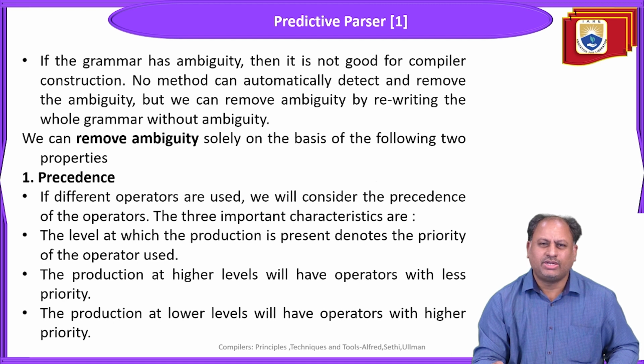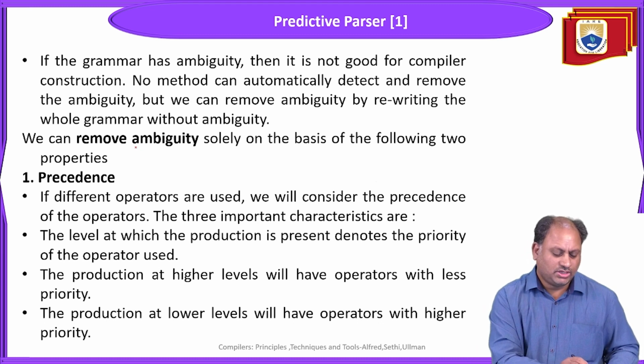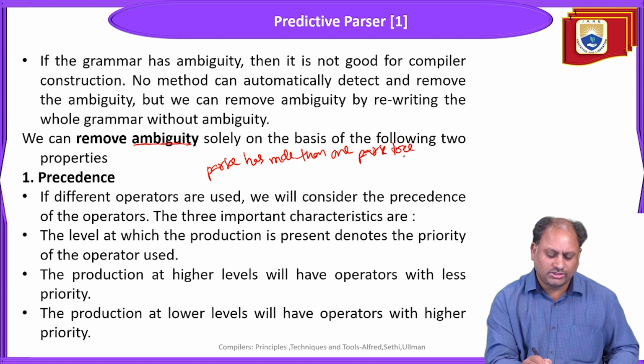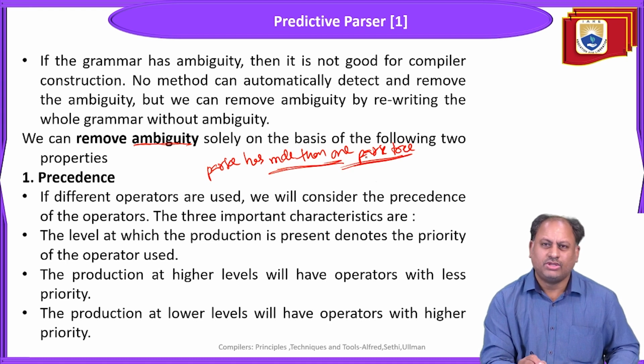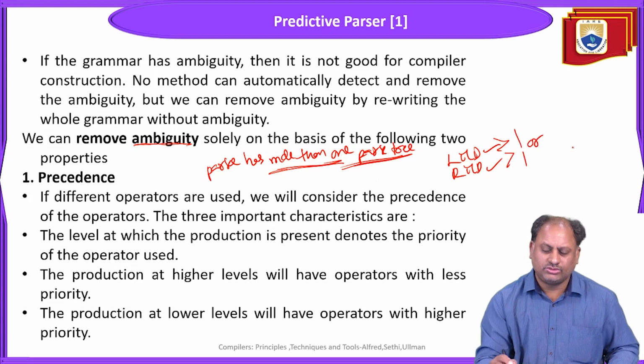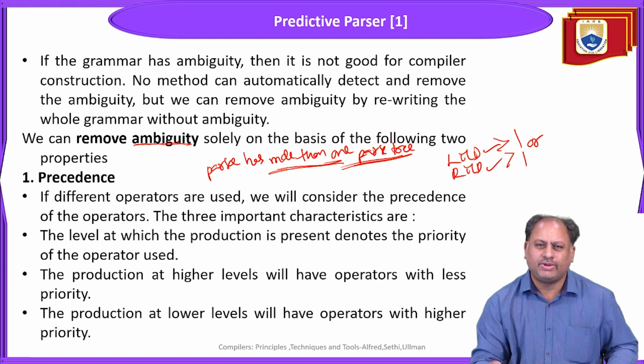And the second most important factor for the consideration of predictive parsing table is precedence, and associativity. This depends on ambiguity. Why ambiguity? In the previous videos we discussed ambiguity. Ambiguity arises when the parser has more than one parse tree. So while generating the parse tree, if there is more than one, either leftmost or rightmost derivations, then the grammar contains ambiguity. So we have to avoid that.